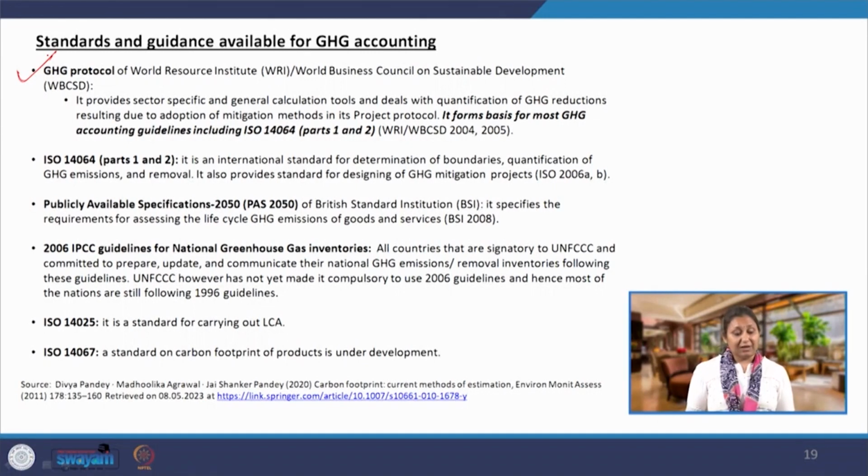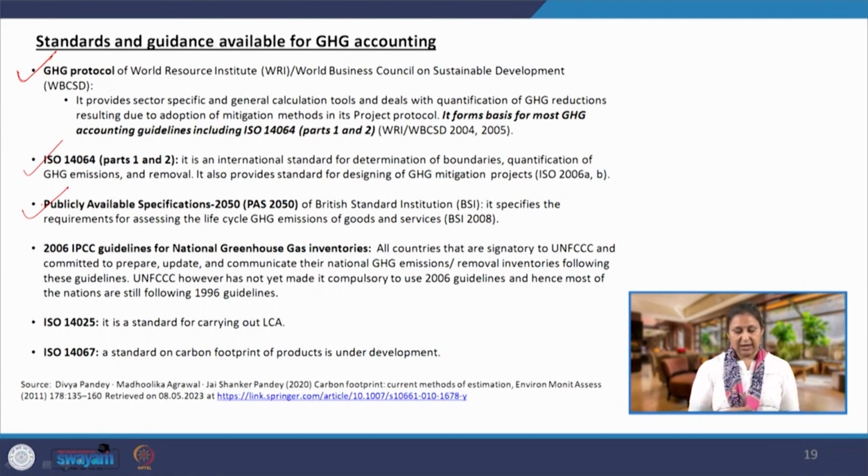which was developed by the World Resources Institute (WRI) and the World Business Council on Sustainable Development (WBCSD). It provides a framework and a basis for most GHG accounting. It includes ISO 14064, which is an international standard for determination of boundaries. I talked about the determination of boundaries, which is essential, and then quantification of GHG emissions and also their removal. Then we also have PAS 2050, which is Publicly Available Specification.